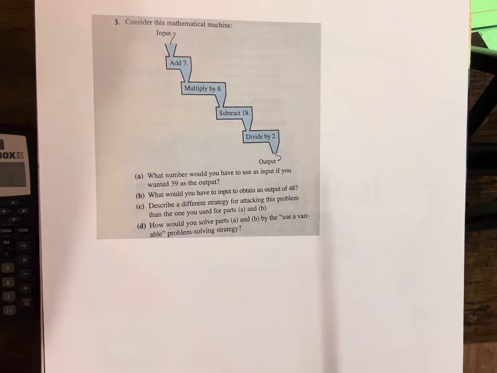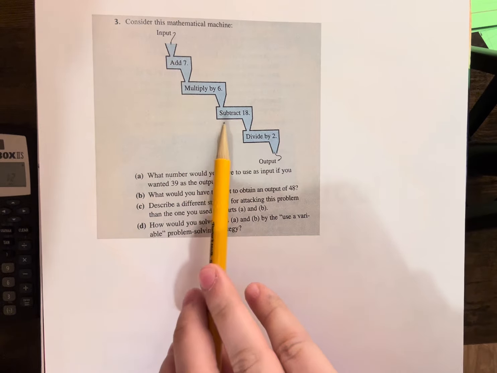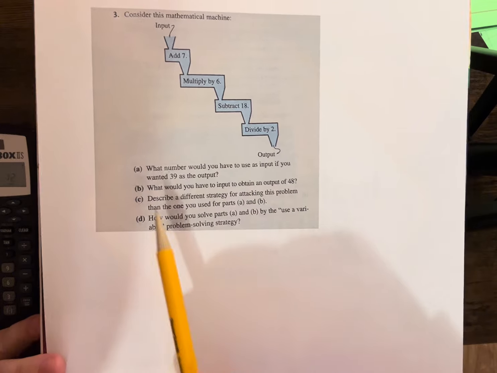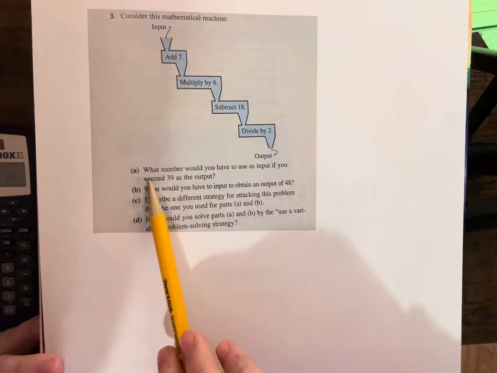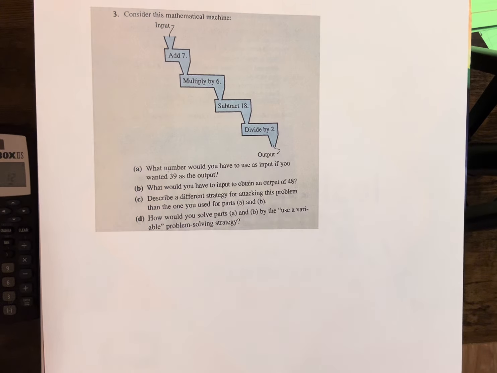So let's start. Consider this mathematical machine. Input: add 7, multiply by 6, subtract 18, divide by 2. Output. Part A says, what number would you have to use as input if you wanted 39 as the output?